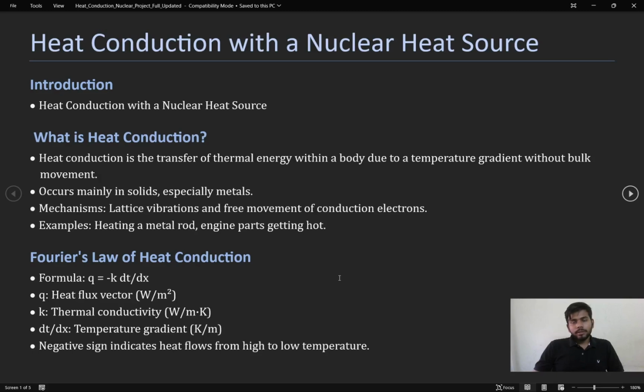Its physical significance is it shows how fast or how easily heat can travel through that material. The higher the value of K, the easier it is for heat to travel through that material. dT by dx is the temperature gradient, which has a unit of Kelvin per meter.